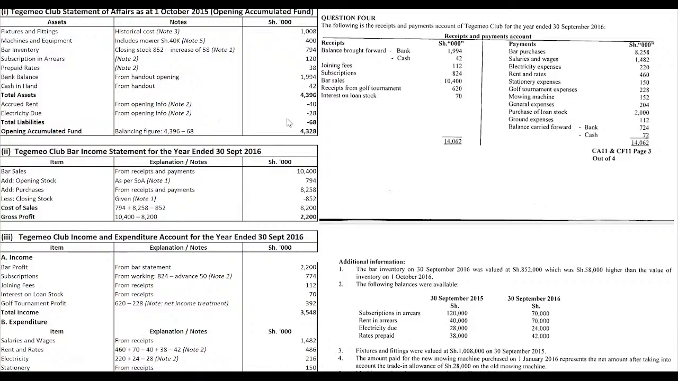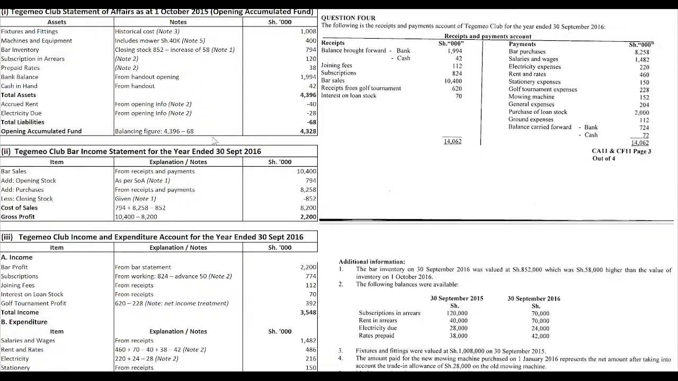So we are going to start, first of all, by creating the statement of affairs so that we can understand the opening accumulated fund. This is a good way to start, so that when you go to the statement of financial position as well as the others, you'll have an easier way.